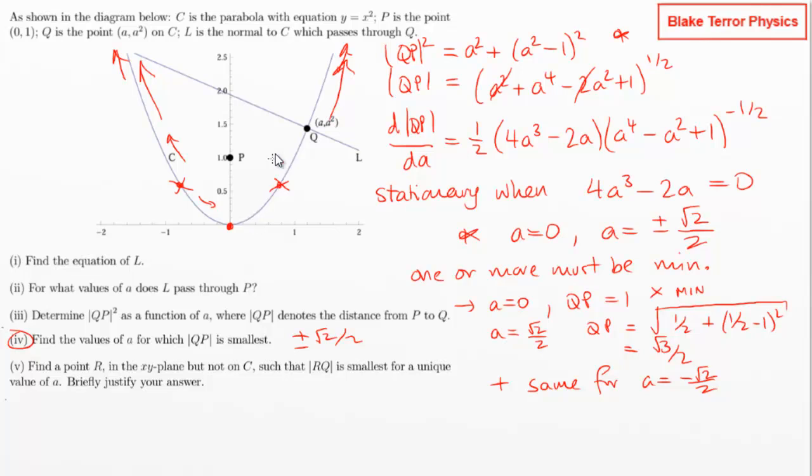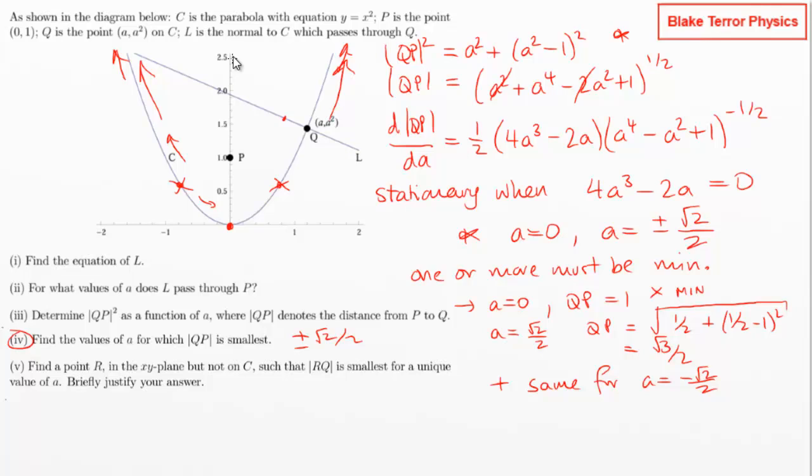Actually, you can pick anywhere, can't you? RQ is smallest for a unique value, as long as it's on L, but does L cover every point? You just need anything on L. It doesn't even matter if it's above the curve, does it? I mean, if it's there. Ah, but it would matter if you got in the middle.